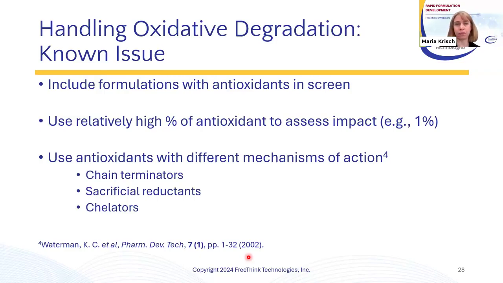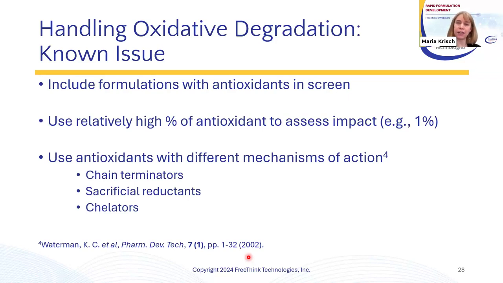for oxidation. So the simplest way to approach this is to include formulations with antioxidants in the screen, right? So one easy way to get rid of oxidation, if it works, is to have an antioxidant in the formulation, and then you've solved the problem from the beginning. So if you're assessing antioxidants, generally we would recommend using a relatively high percent of antioxidant to assess qualitative impact, right? Because again, in this case, you're trying to understand, does the antioxidant work?